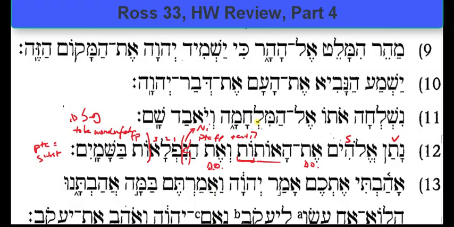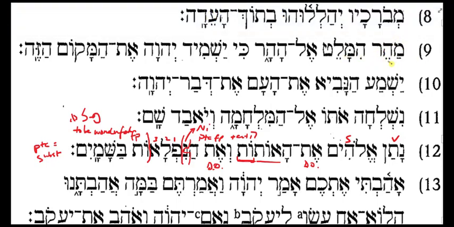Number 9 begins with maher. Is that a noun or is that a verb that you've been assigned to learn? Maher. That's a verb, okay? So I'm going to go ahead and write the numbers 1, 2, 3 over that because I only have 3 consonant root letters if this is a verb.